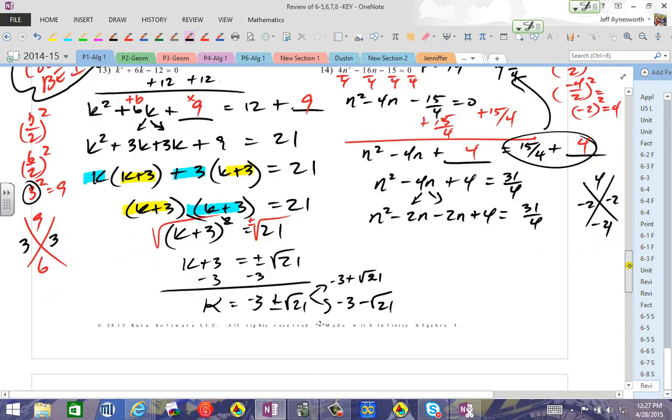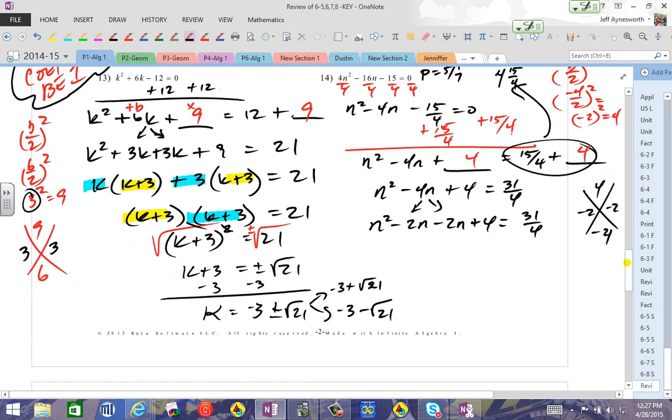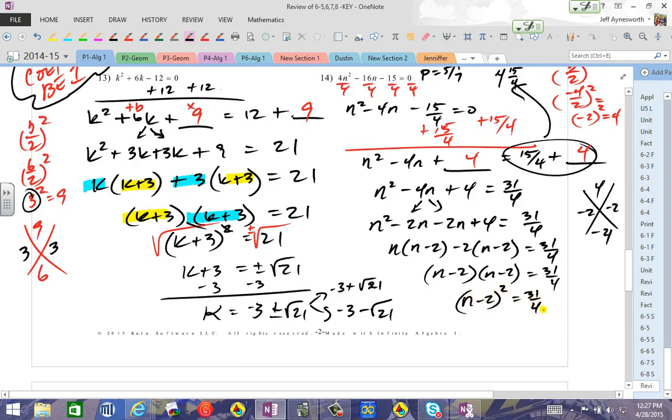Factor by grouping, n times n minus 2. Factor out the negative 2, equals the fraction 31 fourths. Factor again. Equals 31/4. Rewrite it. Okay, now at this point, you square root both sides. And the only thing that you have to know is that you got to square root a fraction, you got to square root its parts.